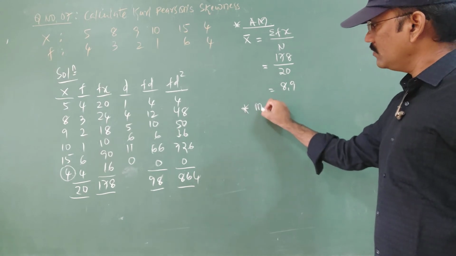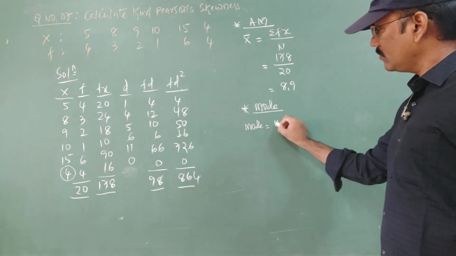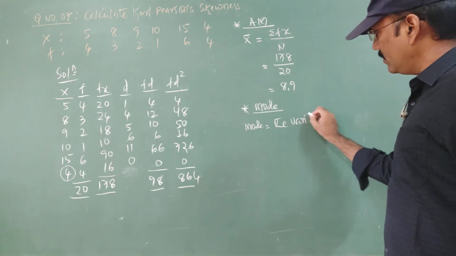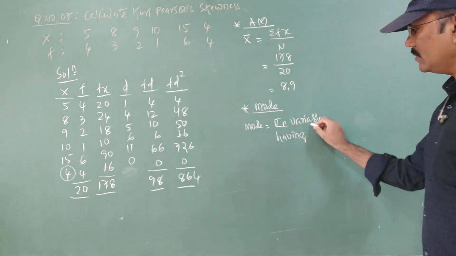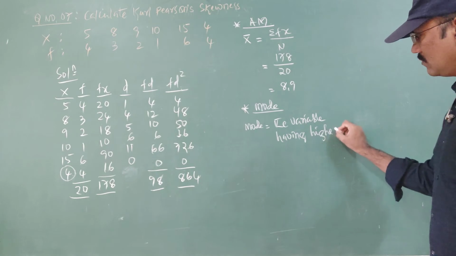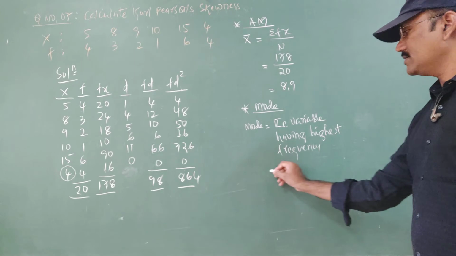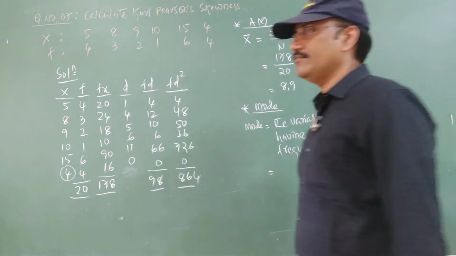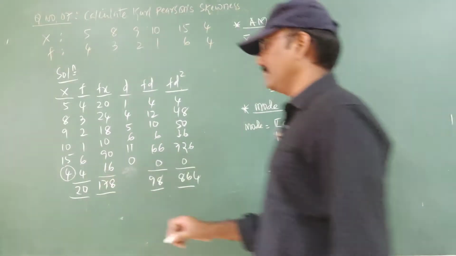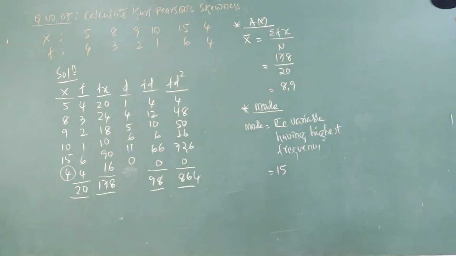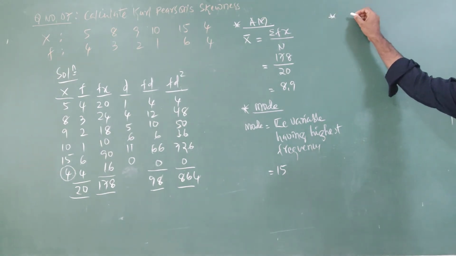What is your mode? Mode equals the variable having the highest frequency. Which frequency is highest? The highest frequency is 6, and the variable with 6 is 15. So the mode is 15.